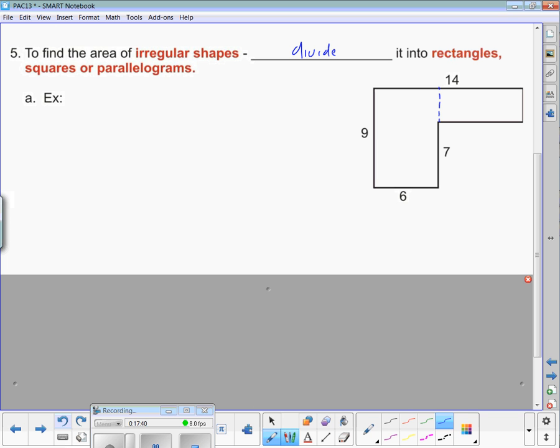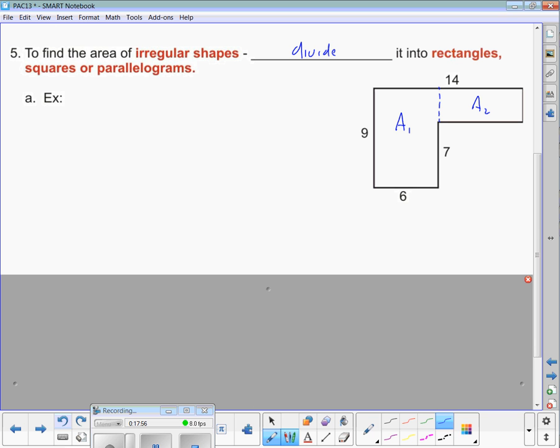Either way, we'll give you the same answer right there. All right, now when I do this, I like to name my areas. This is area 1, right? A little subscript 1. And to the right is area 2.